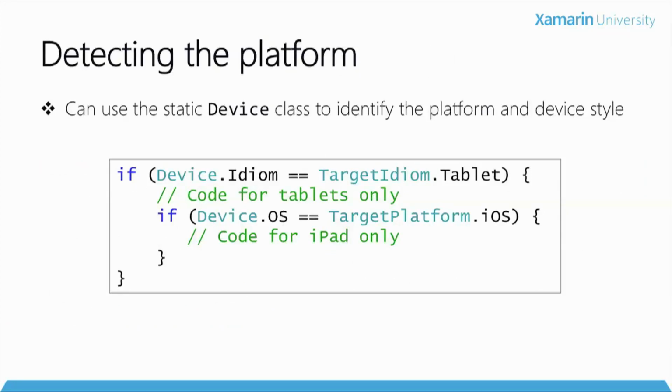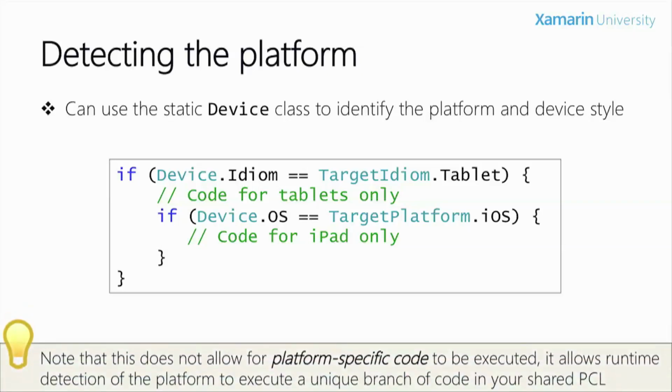Alternatively, what we can use is the device.idiom property. Device idiom tells you what form factor am I running on and what operating system am I currently on. So if you add a check like this one, you check am I on a tablet and am I on iOS, that means I must be on an iPad. Once more, this does not allow for platform-specific code to be executed either. We're still limited to the shared logic.